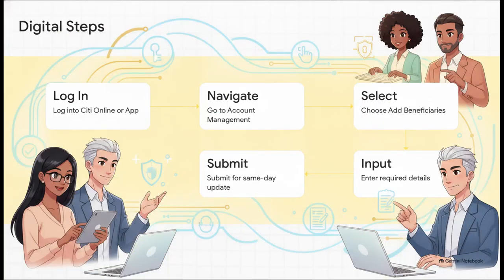All right, section 3, the digital process. For the vast majority of you, this is going to be the fastest, easiest, and just most convenient method. Step 1, simply log into the Citibank online portal or just pop open your Citi mobile app. Step 2, navigate on over to your account management or profile settings. Step 3, look for the option that says Add or Update Beneficiaries and click it. Step 4, carefully type in all those personal details we just finished gathering. And Step 5, hit Submit.